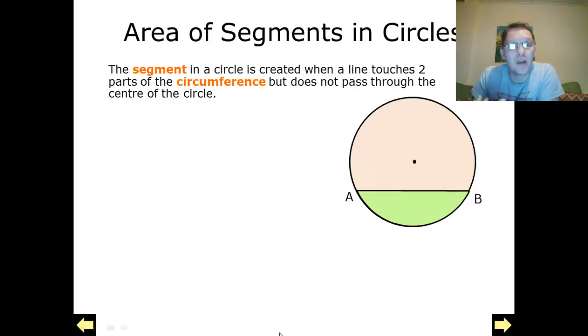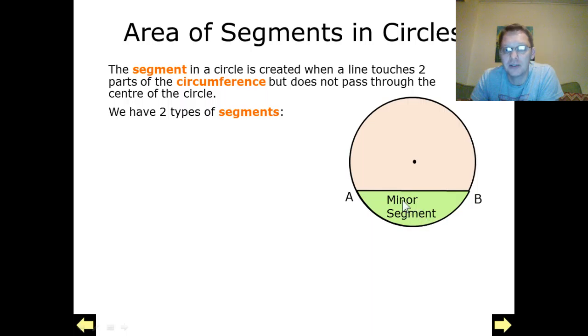So, when we are talking about a segment, we are talking about a line that is touching one side of the circumference to the other side of the circumference, but it does not pass through the center, because that line would be the diameter, but it could pass through anywhere else. So this one is shown by the line AB, and there's two different types of segments. We've got our minor segment, because it's a smaller segment, and we've got our major segments, and this is a lot larger.